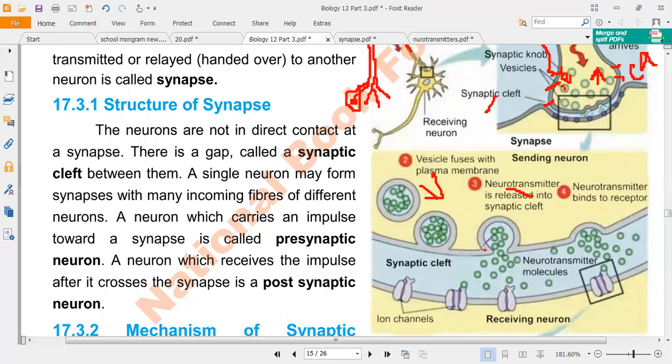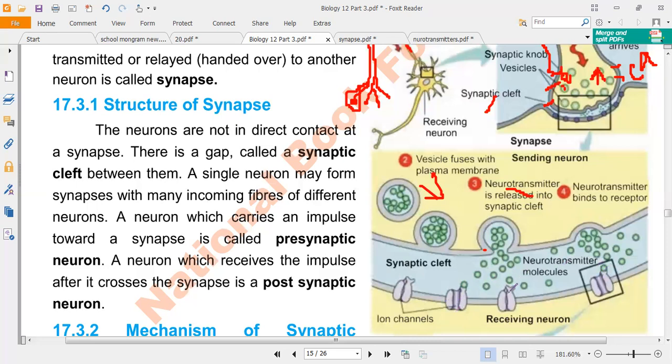By exocytosis, all these neurotransmitters are released out into the synaptic cleft. Then the neurotransmitters bind with receptors present on the receiving neuron, that is, the postsynaptic neuron. These are called ion channels, and they are also called chemical receiving channels. By the binding of these chemicals, the neurotransmitters, these gates are going to open.